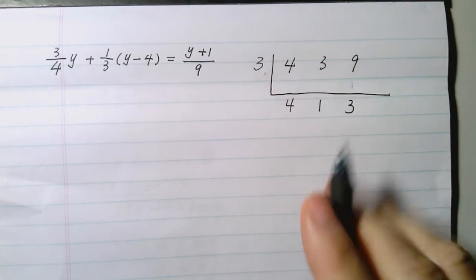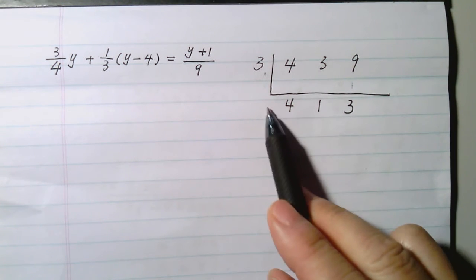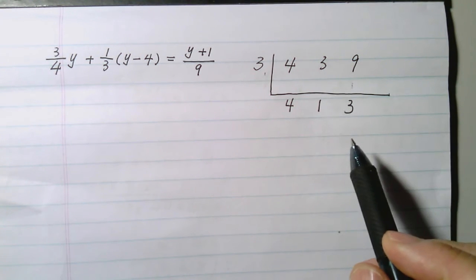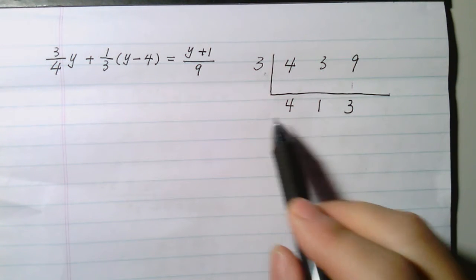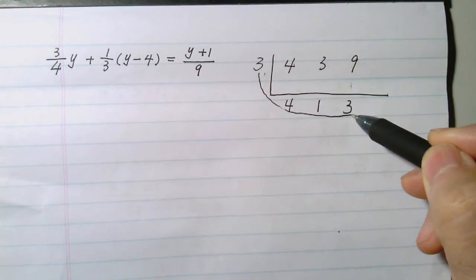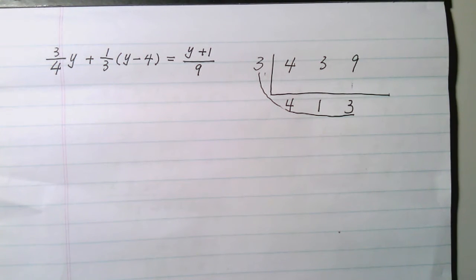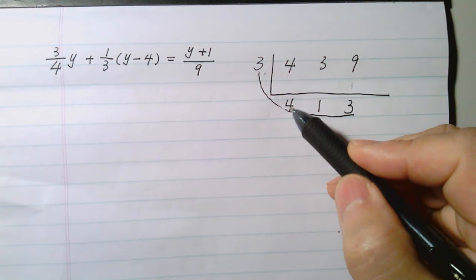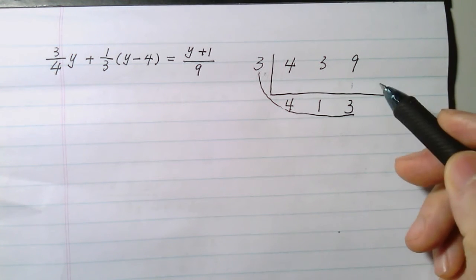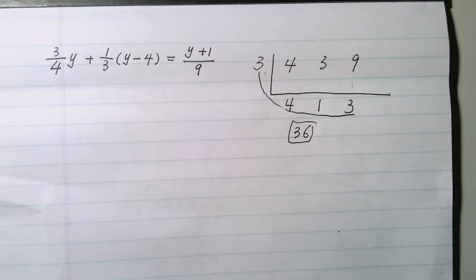So now you can see 4, 1, 3. Now there is no common factor for these 3 numbers besides 1. Which means that now you stop. All you need to do is multiply all those numbers together, and that will give you the least common denominator. So here, 3 times 4 is 12. 12 times 1 is 12, times 3 is 36. So 36 is the least common denominator for this case.